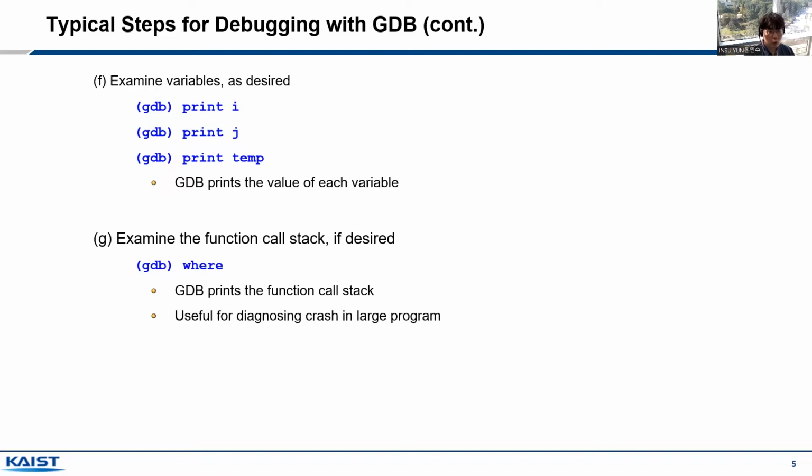And when you do the debugging, you want to know where you are. In other words, you want to examine the function call stack. For that, there is a command called where. If you type that, then GDB will print out the function call stack. This is very useful for finding the problem when your program crashes in a very large program. And when you want to exit GDB, you can type quit.